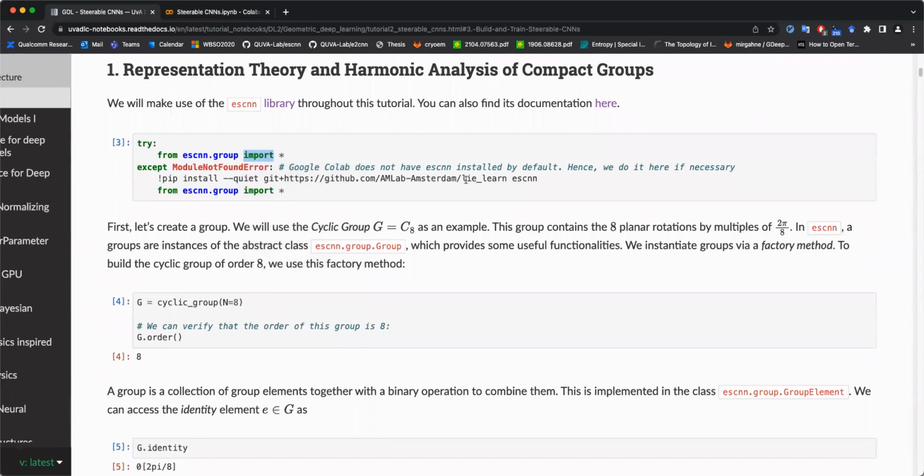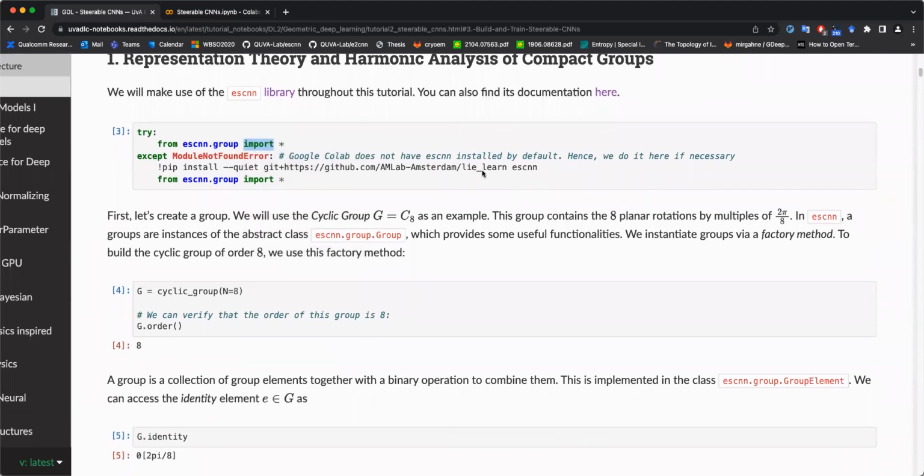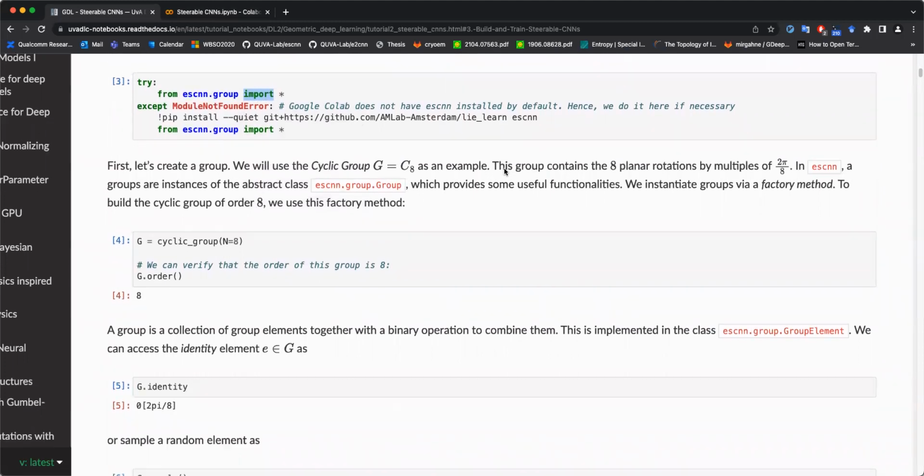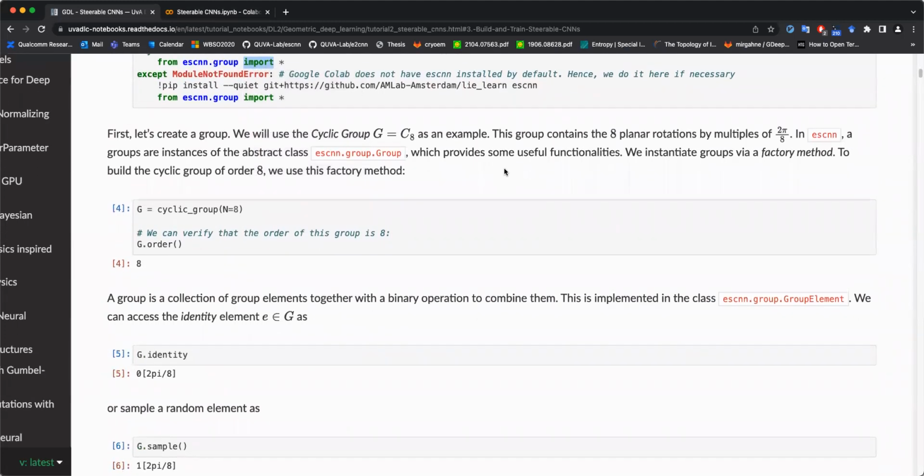First of all, we have to install the library. That should be taken care of by Google Colab, and then we go on the more theoretical part. So you are familiar with the groups, right? Imagine a group as basically a set of transformations which we can combine, and when we combine them, we get new transformations inside the group.